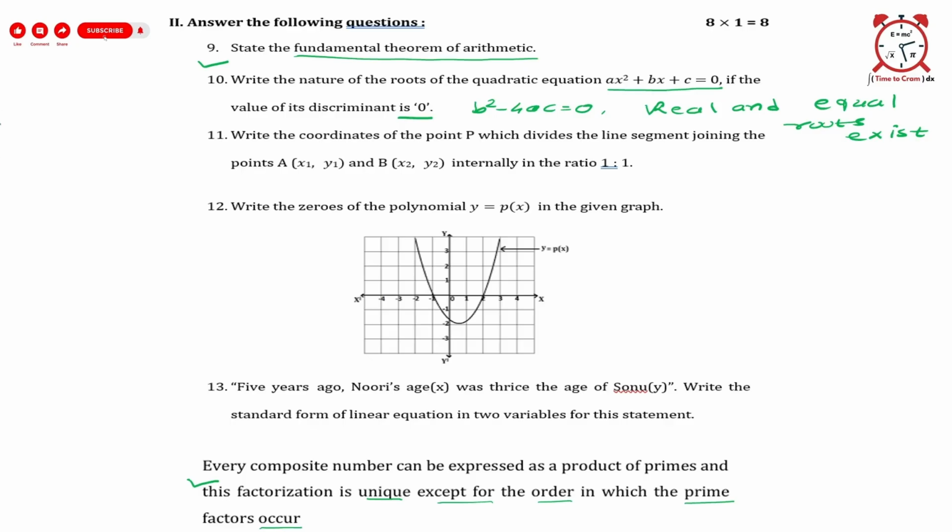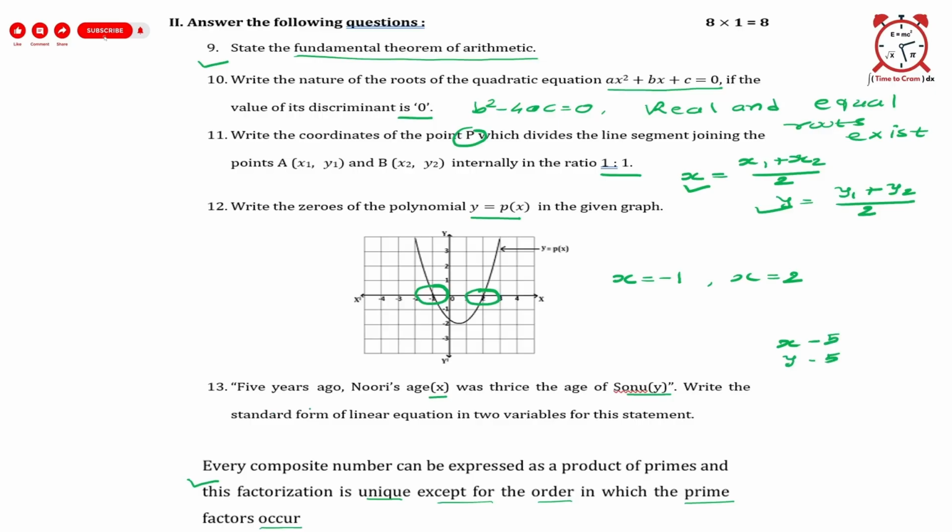Question number 11. Write the coordinates of the point P which divides the line segment joining the points A (x1, y1) and B (x2, y2) internally in the ratio 1:1. The relation is what?